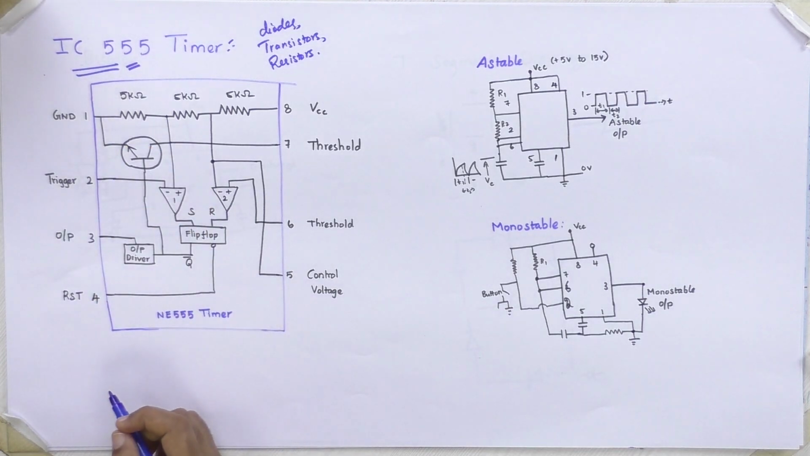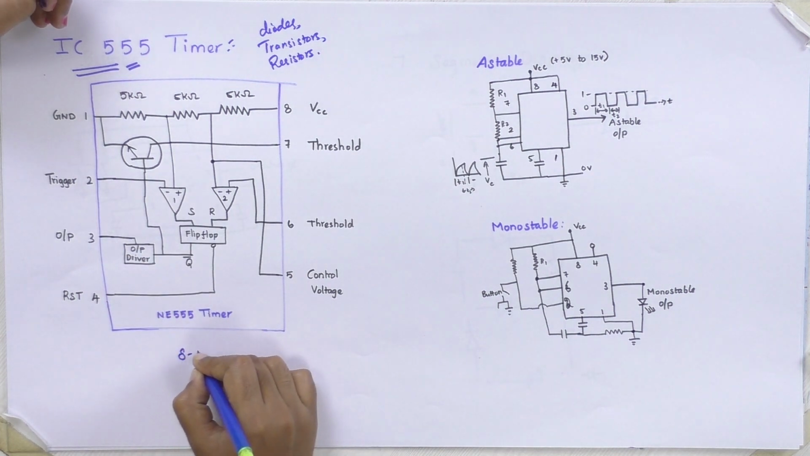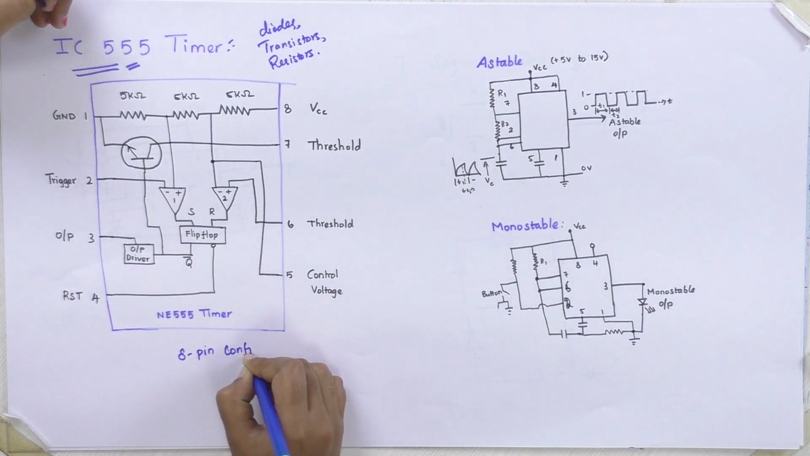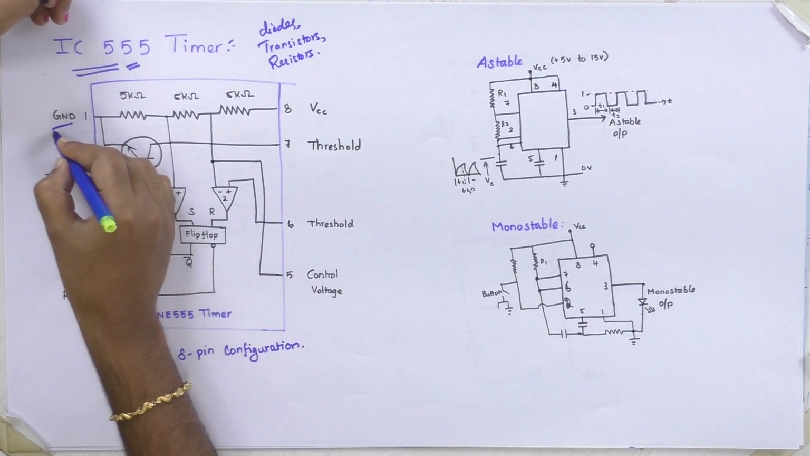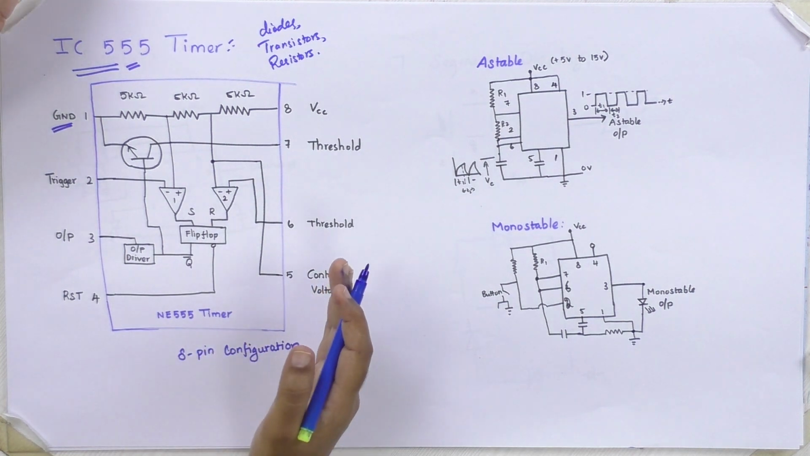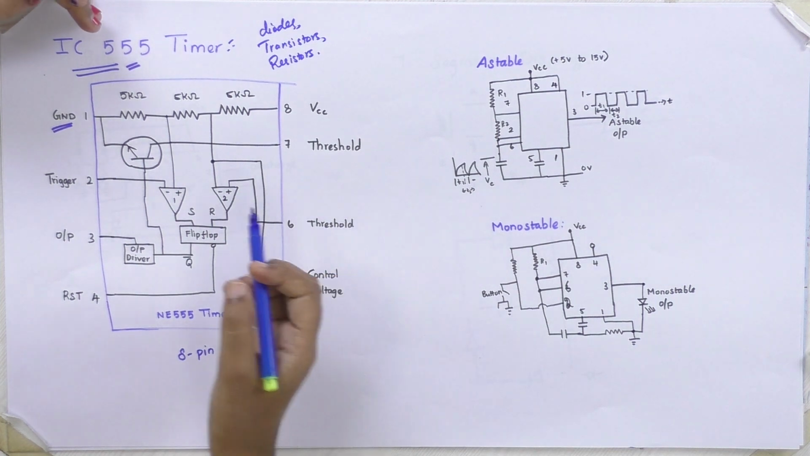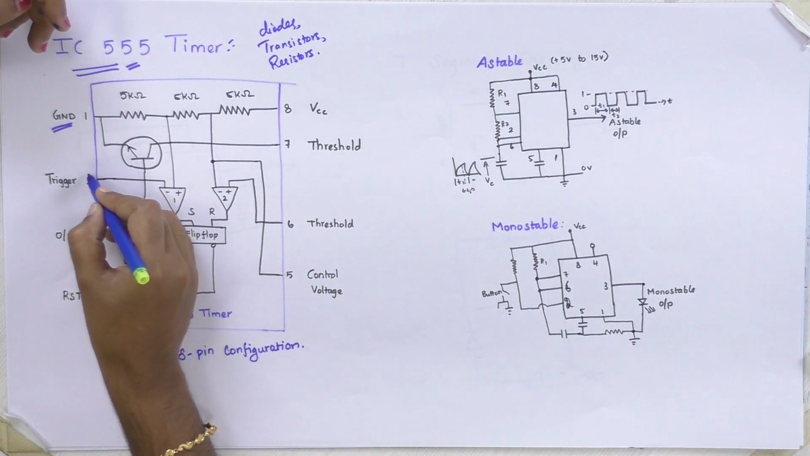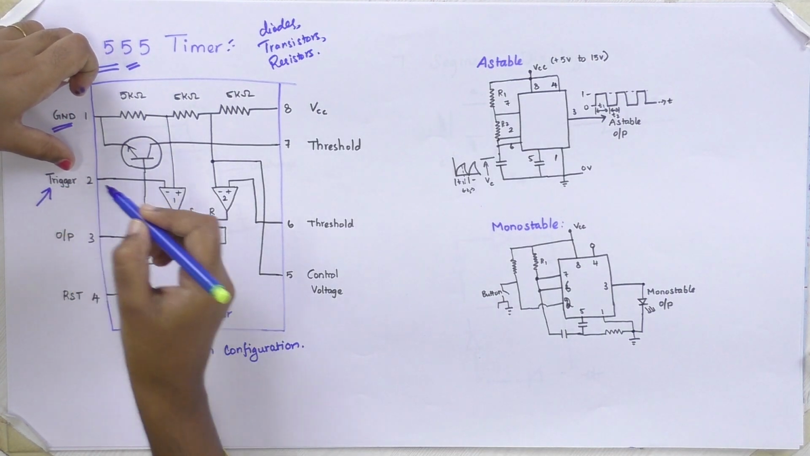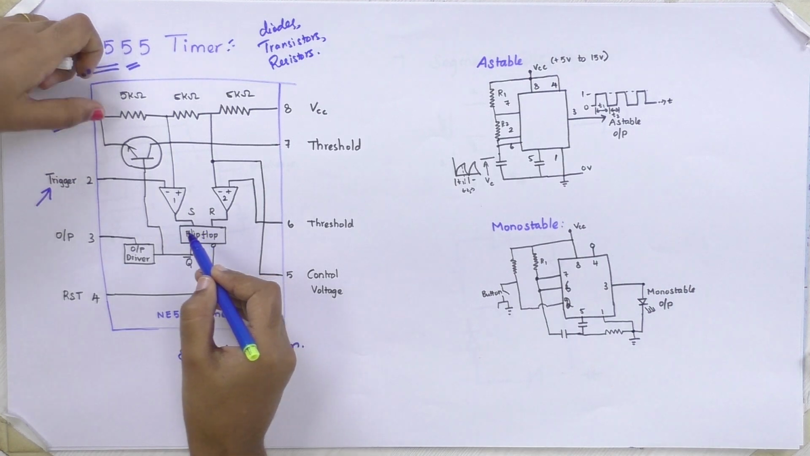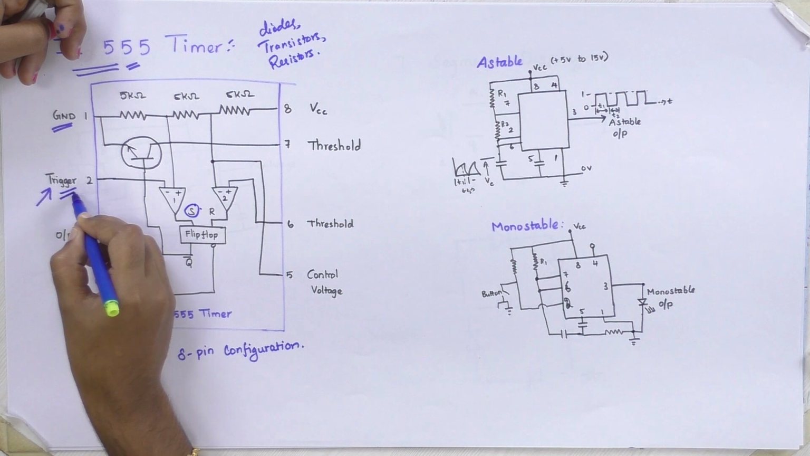This is the pin configuration of the IC555 timer. There are 8 pins, so this is the 8 pin configuration. Pin 1 is connected to the ground. This is fixed, designed for the 555 IC. The first pin is ground. The second pin is trigger. When you give a pulse to the trigger, it sets or resets the timer. For operating the set condition, we are turning on the trigger.